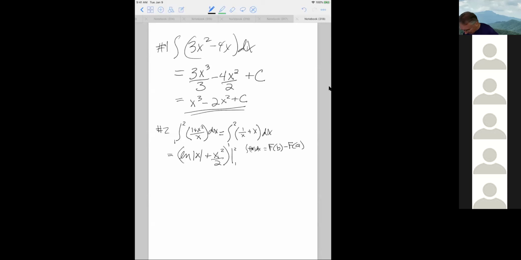Okay, so the next thing we've got to do is then plug in 2, both cases. So I've got the natural log of 2, since it's positive, I don't need the absolute value signs, plus 2 squared over 2. There's my F of b, minus, all right, and now you do need the parentheses because there's more than one term. It's going to be the natural log of 1. And if you've got that going already in your head, if you know what that is, that's going to be a 0, right? So that's going to be an important part of it. And then you've got plus 1 plugged into the function. So we've got 1 squared over 2.